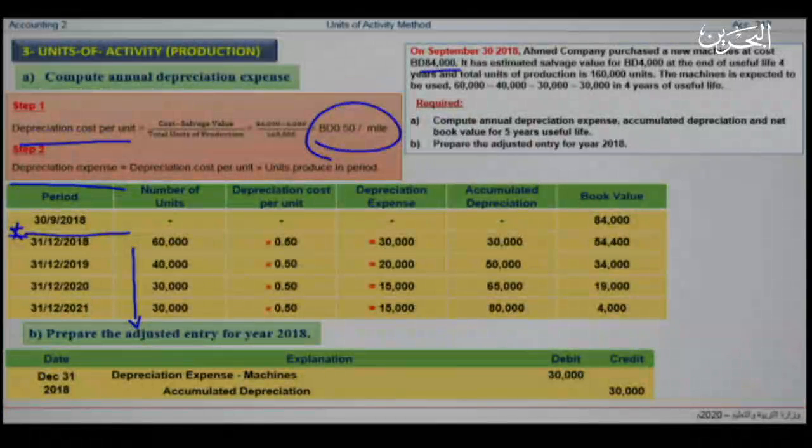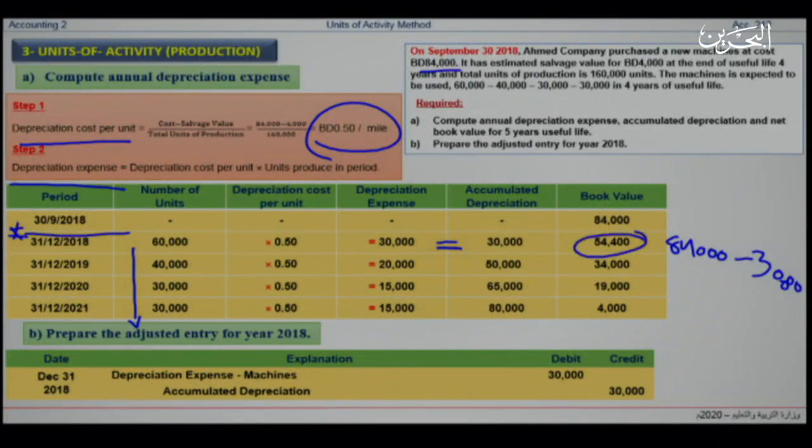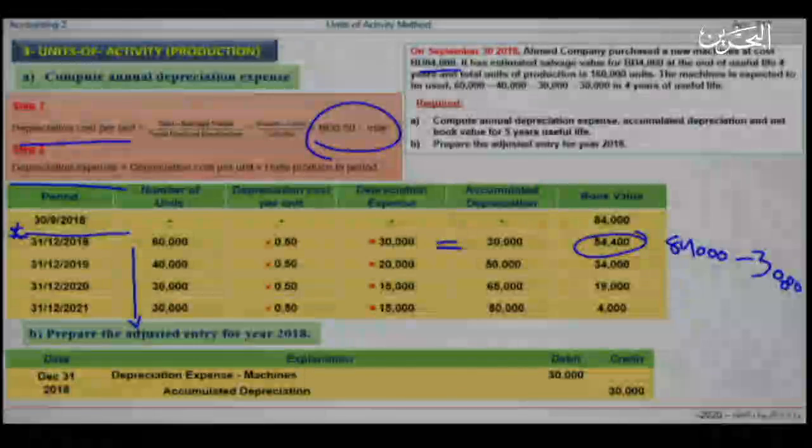The accumulated depreciation for the first period will be equal, so it will be 30,000. Shifting to the book value, I should take the cost, which is 84,000, minus the accumulated depreciation for this period, which is 30,000. And I will get the book value of 54,000. And I will continue in the same manner for the remaining periods.